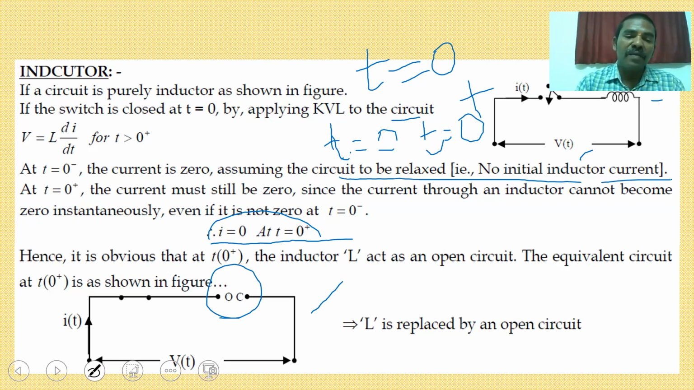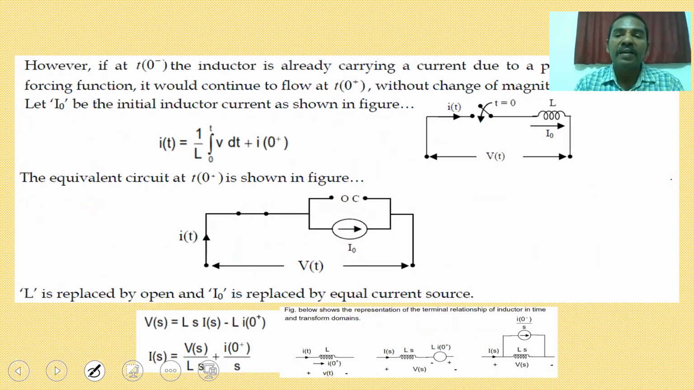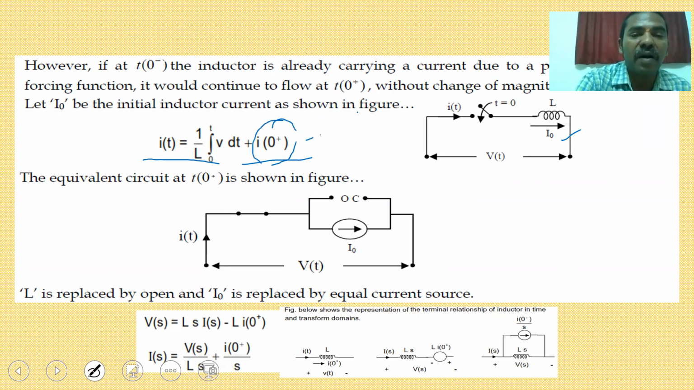Now, whenever there is an initial current, let us assume the initial current is i(0). There is an initial current. Under that condition, the i(t) value can be represented as 1 by L integral 0 to t of v(t) dt plus i(0+), which you have to consider. So i(0+) means this is the initial current. It is equivalent to i(0) only.